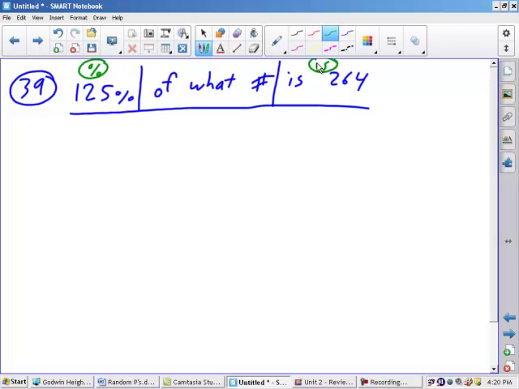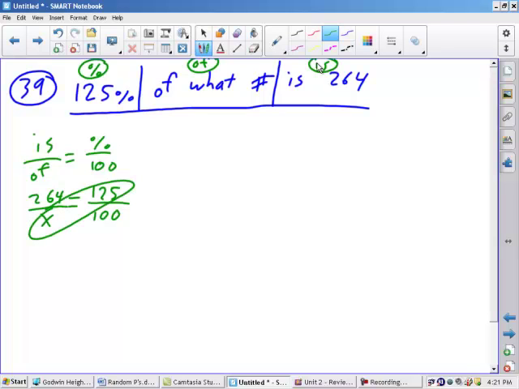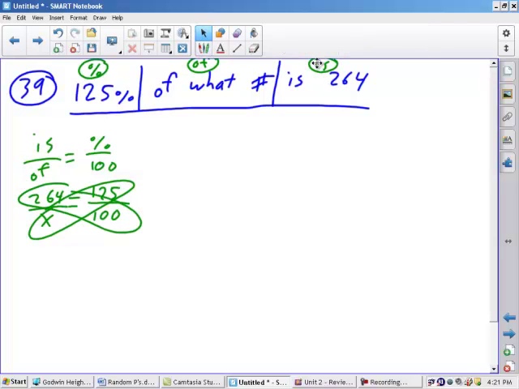And of what number? That's the "of" that we don't know. We're going to call that x. So what I need to do, again, is write down is over of equals percent over 100. So what do you know? First of all, 100 is the same thing every time. Percent up top, just above there, is 125. Then I know over on the far right, that is 264. Put that in the right spot. And then x is what I don't know. I then cross multiply. If you solve this out by doing your proportion cross multiplication, you will then get that x is equal to 211.2.